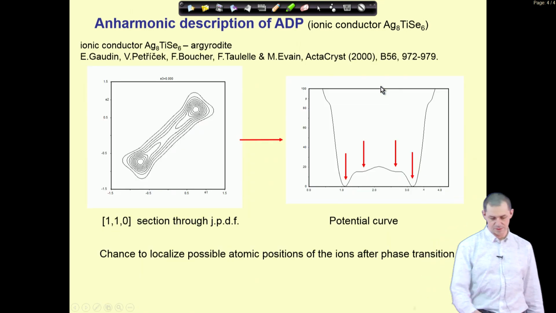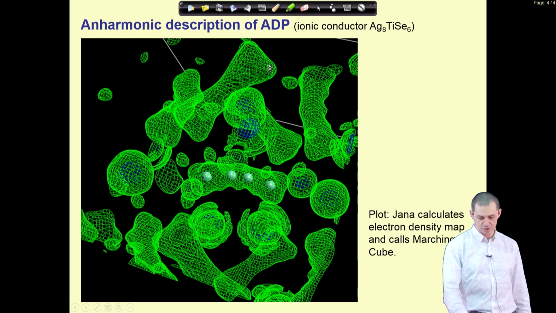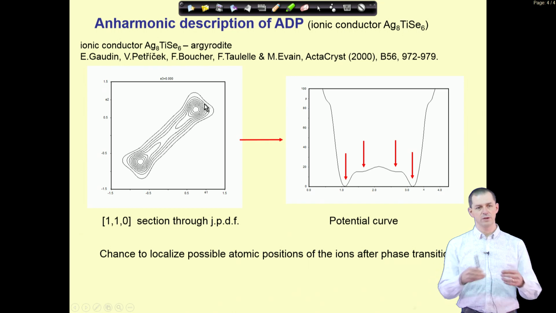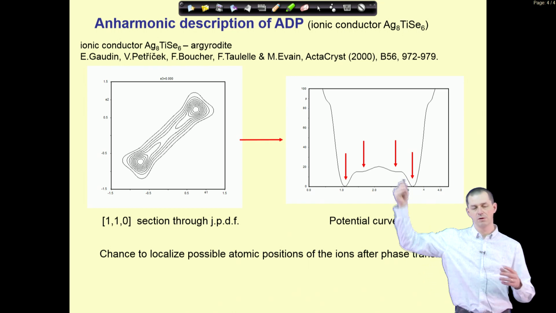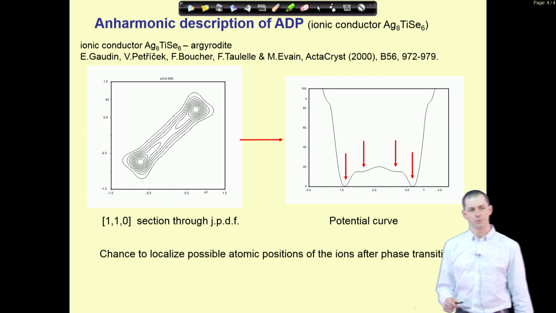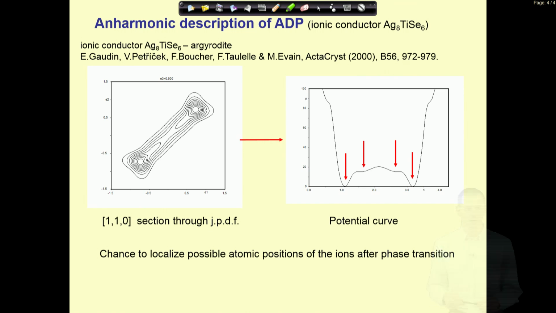And then it allows you to describe even such complicated shapes of electron density quite accurately. This is a section through that, so it's a section through this shape. And here you can plot potential curves, and you can then discuss how easily the atom can move from one place to another. And then if you have ionic conductor, you may have a connected channel of these low potential path through the structure, and you can infer on the conductivity and ionic conductivity of that material.